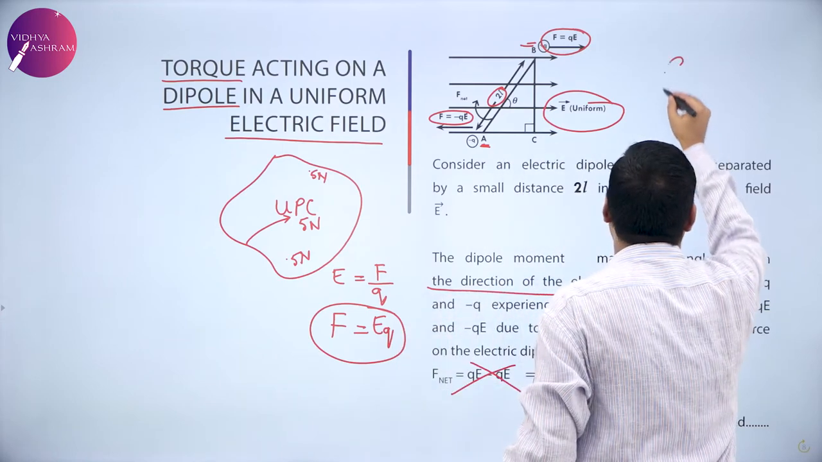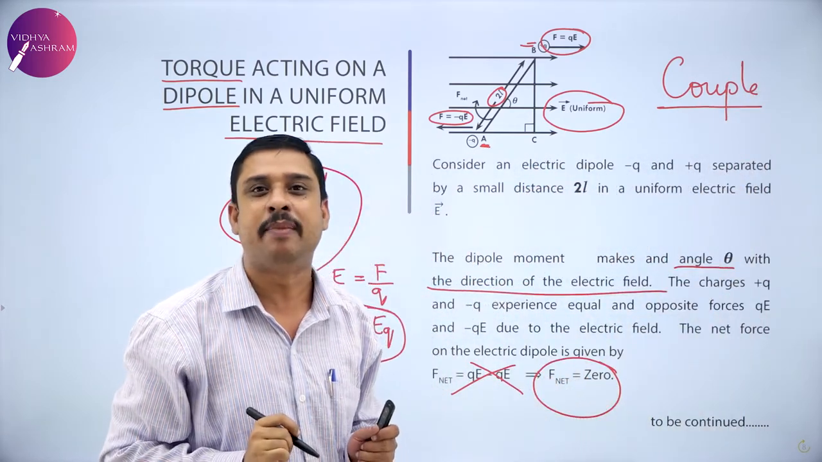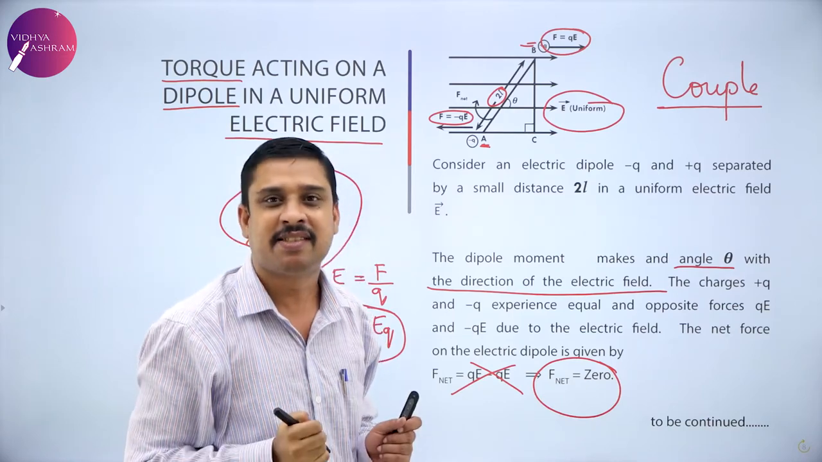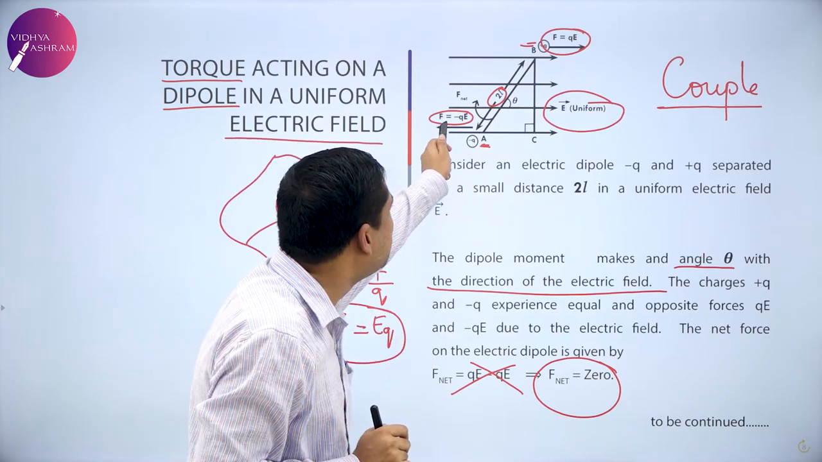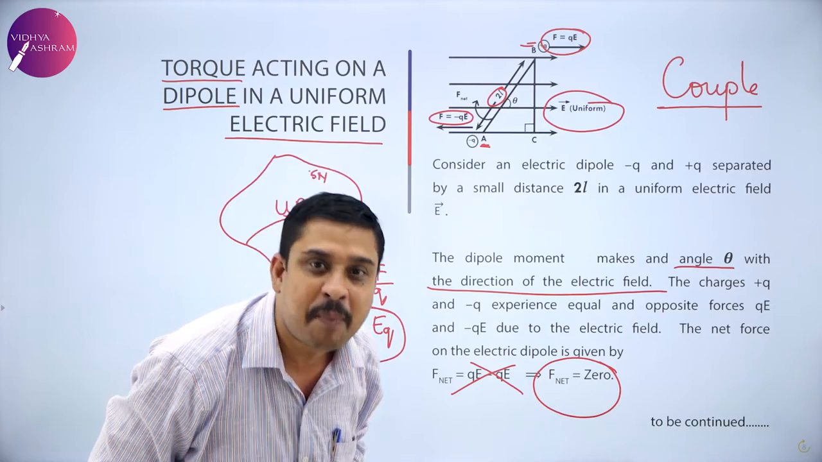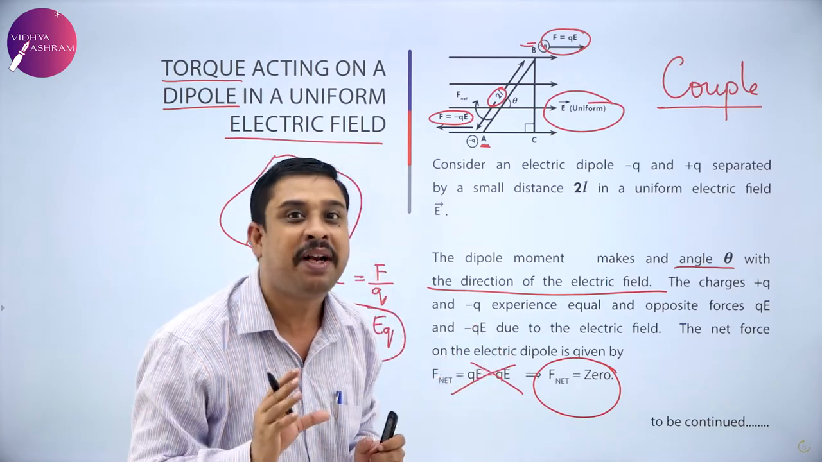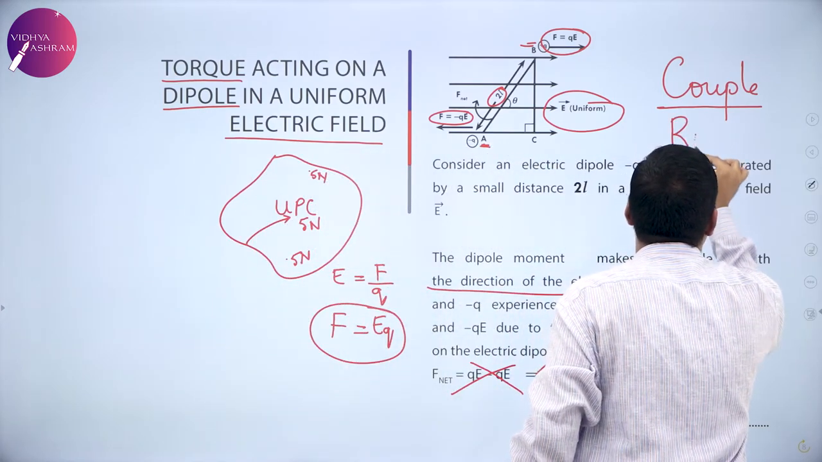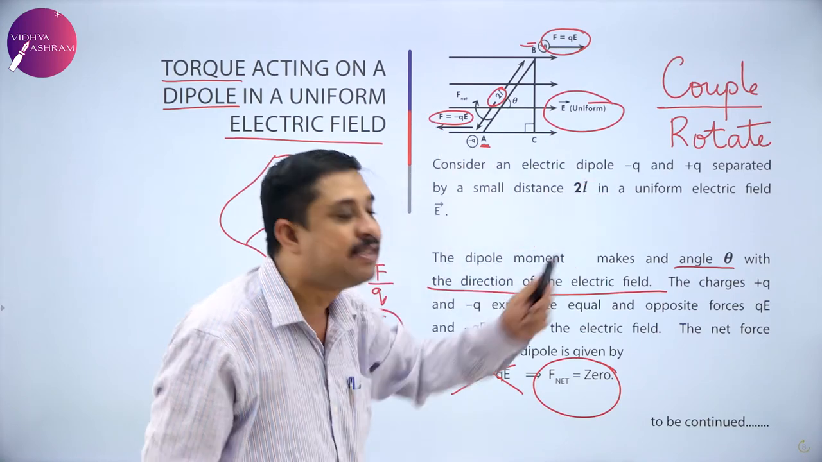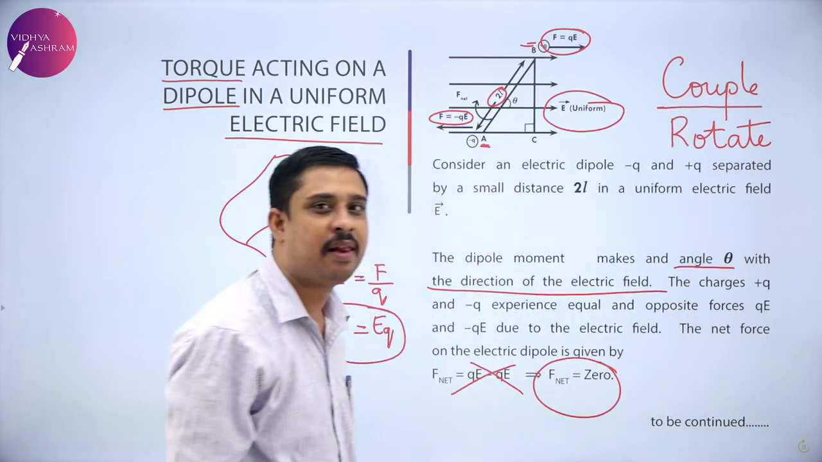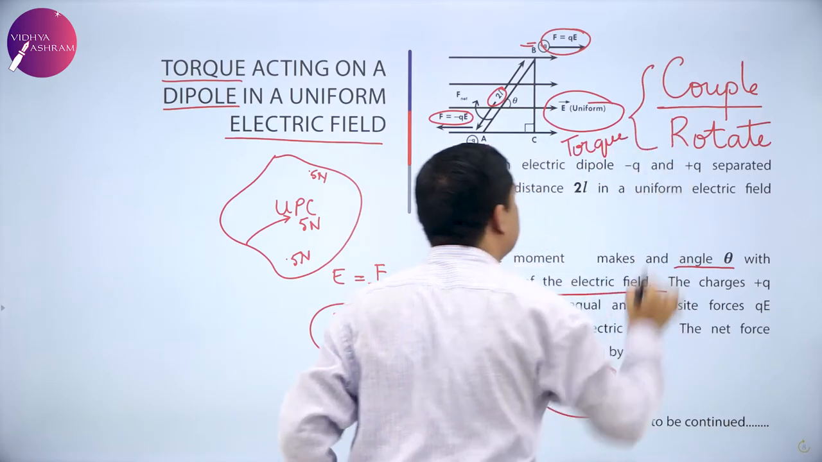What do you call such forces? Such forces we always call a couple. In rigid body dynamics, what is a couple? Two forces of the same magnitude acting in opposite directions. Minus QE, plus QE: they have the same magnitude, but they are acting in opposite directions. They constitute a couple. And what does the couple do? The couple will always rotate the system. So from where is this electric dipole experiencing rotation? It is because of this couple. And this rotation is what is influencing torque on this electric dipole.